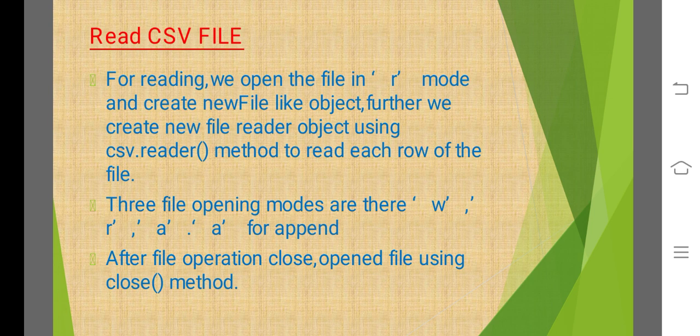Here also, the file is opened in three opening modes. W is for writing, R for reading, A for append. These three modes are used for CSV files also. After the file operation, close the opened file using the close method. This is the same as we did earlier for binary files as well as text files.